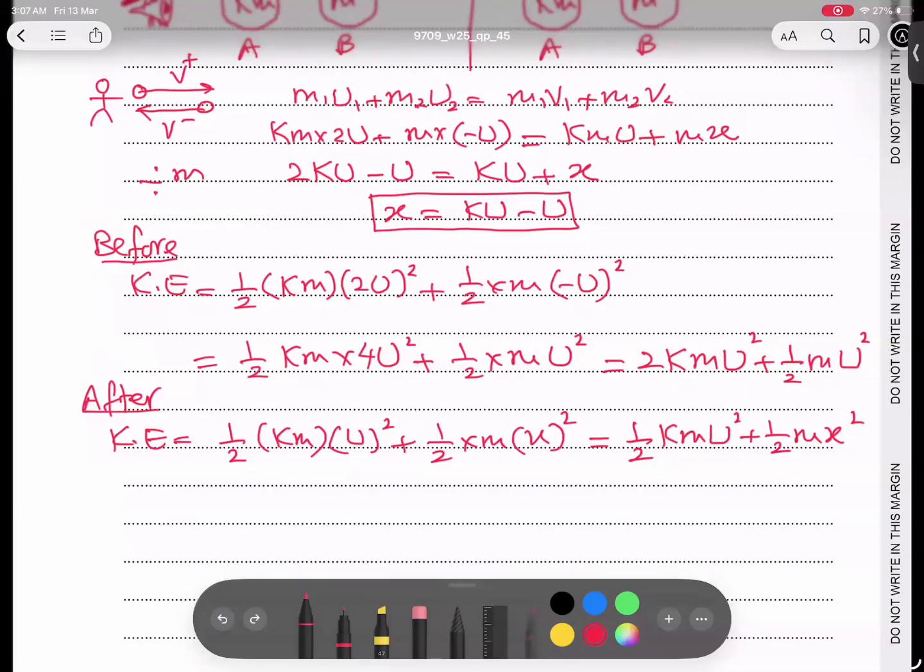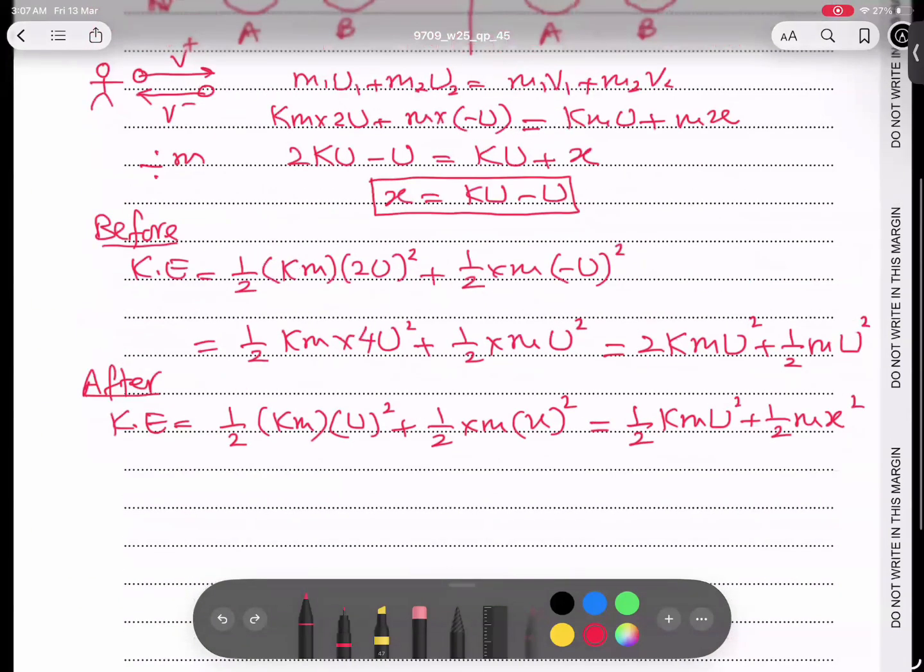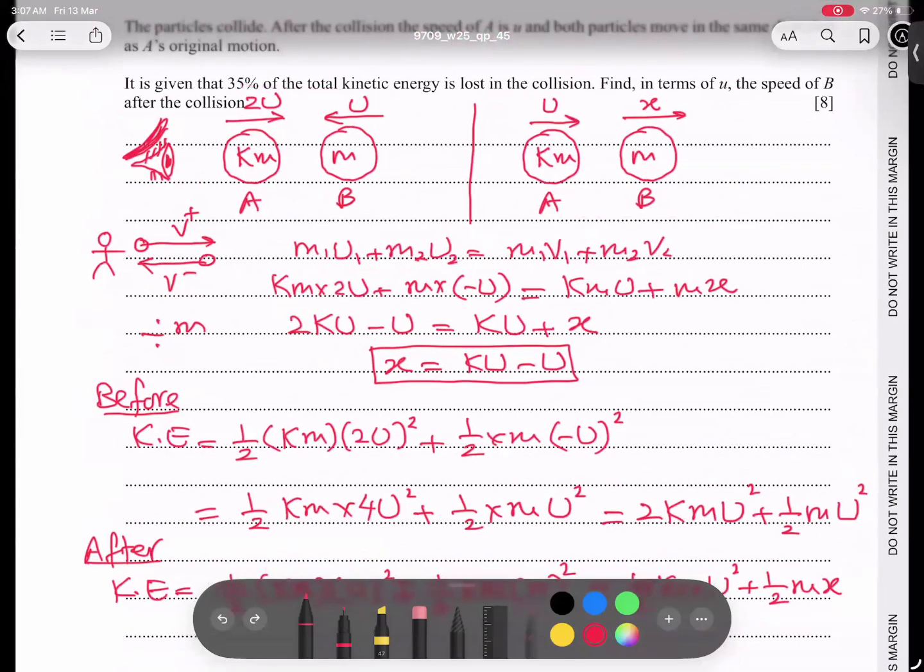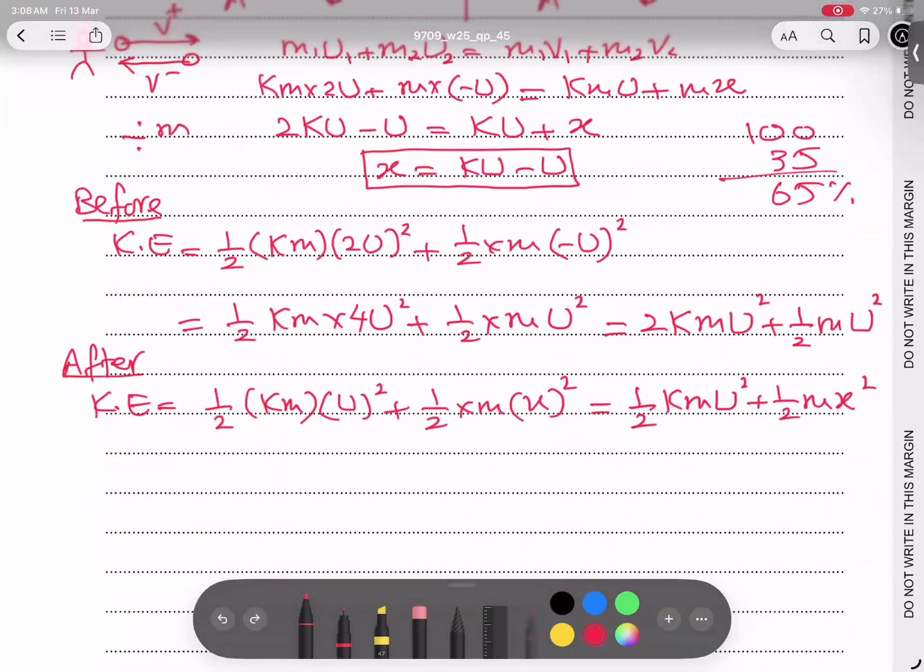And now listen up carefully. According to the situation, if you read the statement, 35% of energy is lost. It means that if 35% is lost, then look here, students, out of 100, 35% gone, what is left behind? 65%. So can I say, students, this is before collision and this is after collision? Can I say that the kinetic energy after collision is basically 65% of the original? Yes, I can say that.